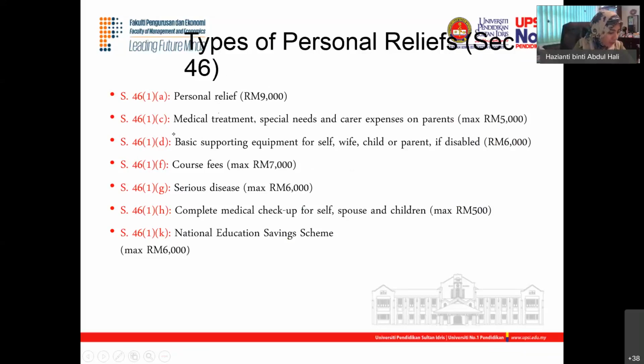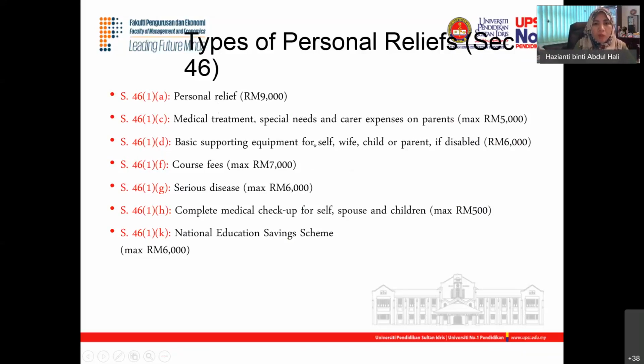And then 46.1C, medical treatment, special needs and carer expenses on parents, maximum 5,000. So for this one, the IRB needs a letter from the hospital lah, ataupun doctor's letter saying that the parents need a special needs ataupun special equipment ataupun special ubat maximum 5,000. Mesti ada surat dari doktor.